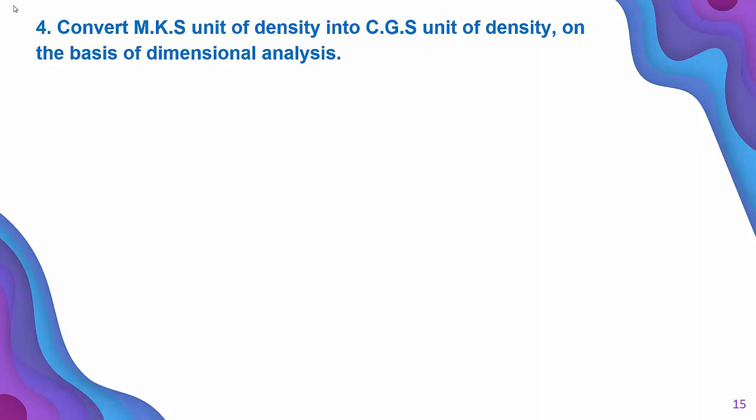Now I am going to solve the fourth example, that is, convert the MKS unit of density into the CGS unit of density. So here the physical quantity is density. We have to convert from MKS unit to CGS unit on the basis of dimensional analysis. So totally there are 5 steps to convert MKS to CGS. So what is the first step?